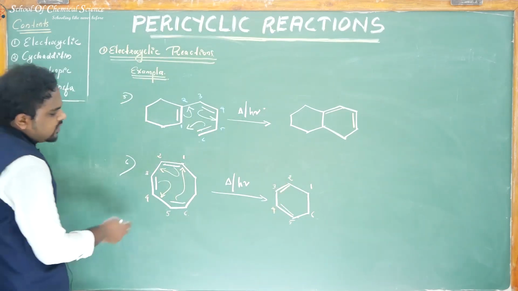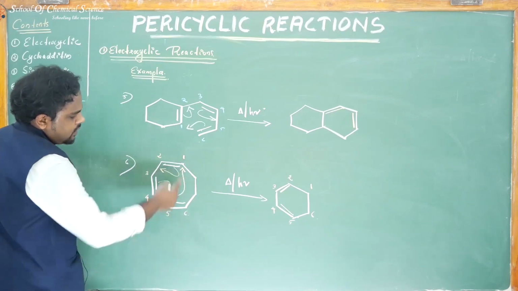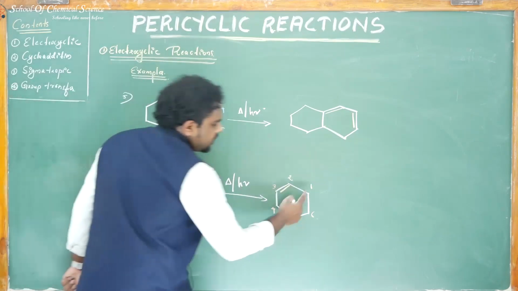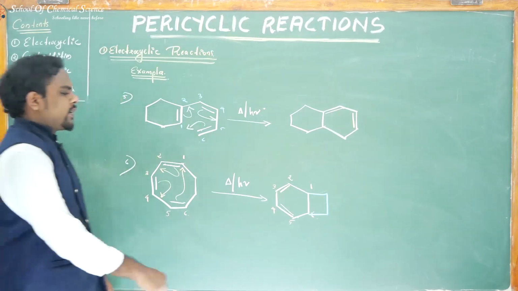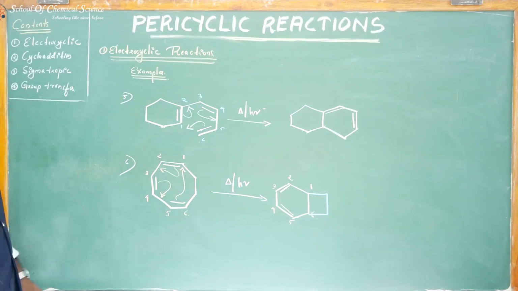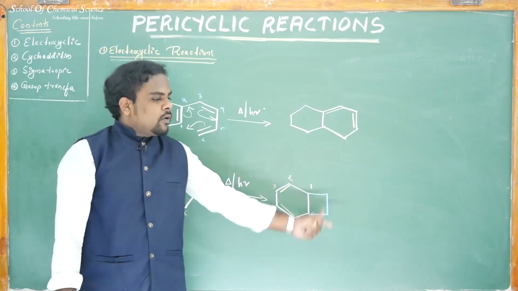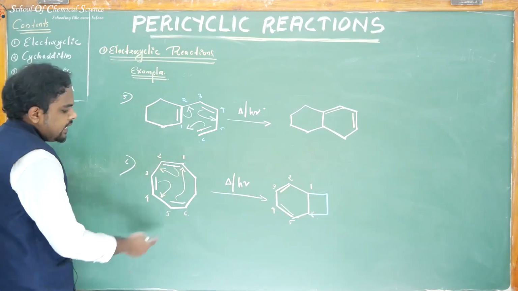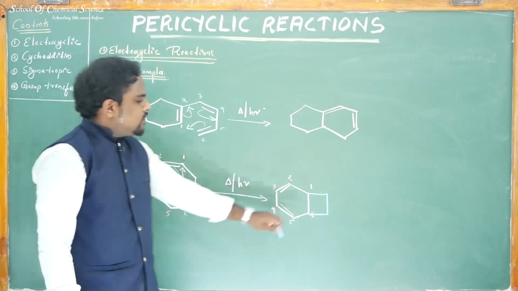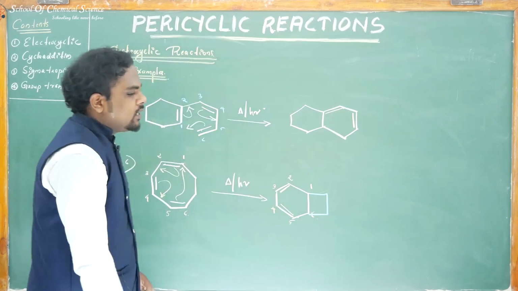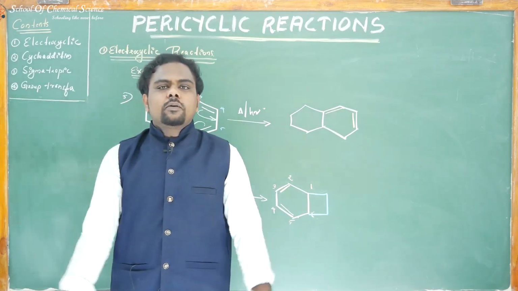Then the remaining portion of the molecule, 1, 2, 3, 4, a 4-membered ring. So that is the product. After electrocyclization of this 8-membered ring, a 6-membered and a 4-membered ring are formed, because here a new sigma bond is formed between 6 and the first carbon. The remaining portion is a 4-membered ring. So that is about the electrocyclization of some common molecules.